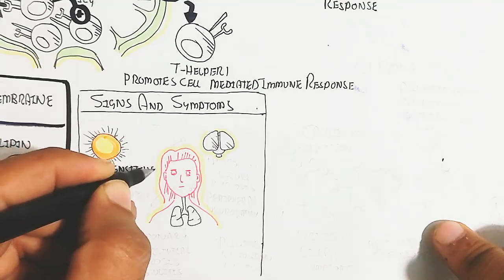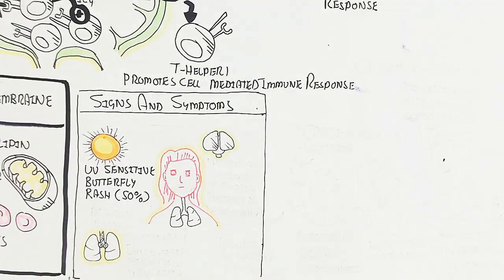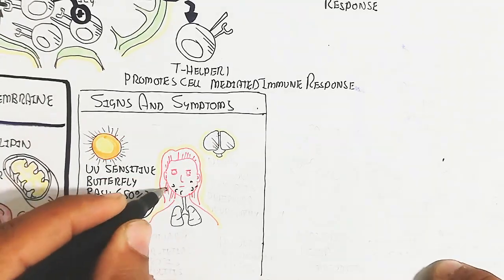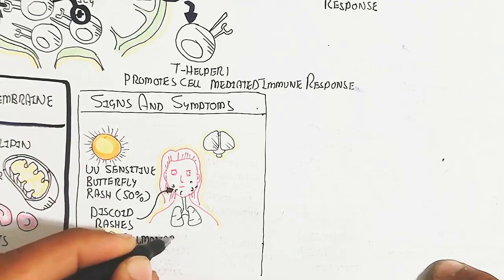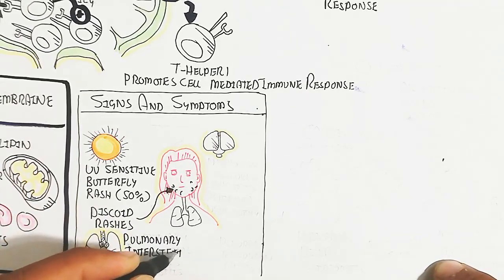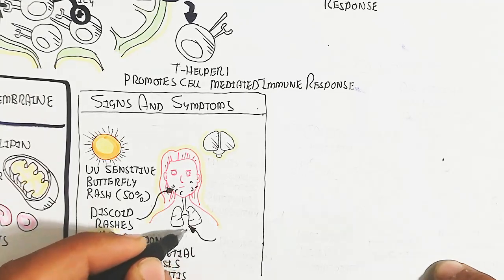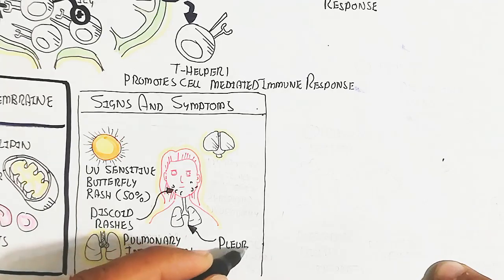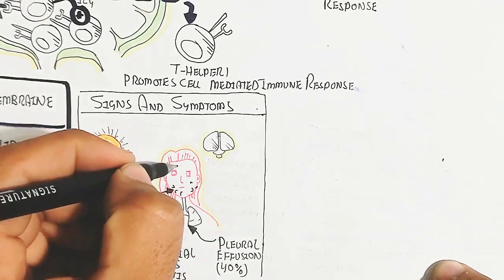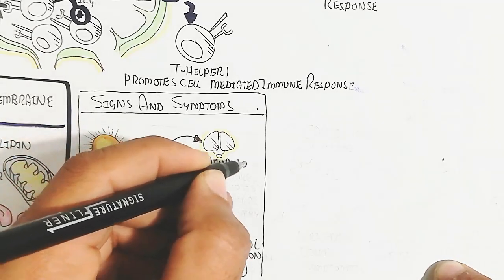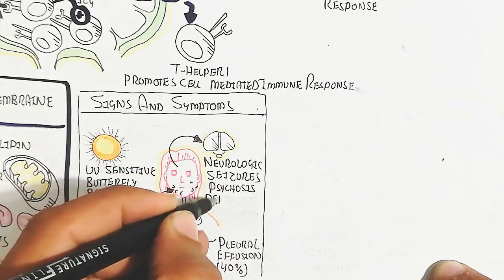This is UV sensitive. A butterfly rash will occur, in about 50%, and discoid rashes also occur, as well as pulmonary interstitial fibrosis and vasculitis. On the other hand, pleural effusion occurs in 40%, and in the brain and nervous system there are neurological seizures, psychosis, and peripheral neuropathy.